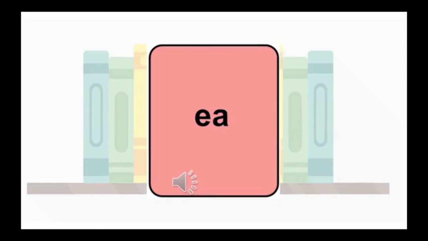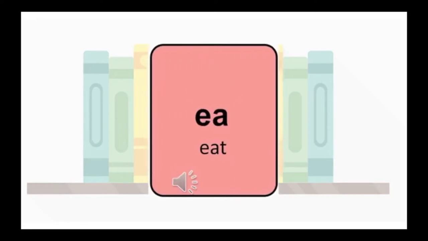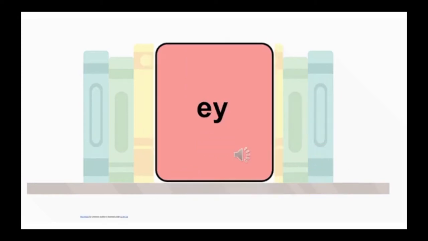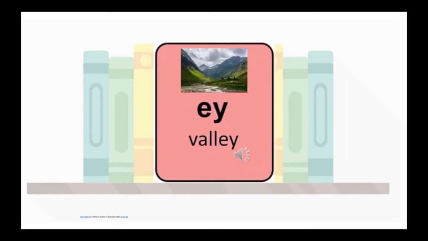Next, we will look at EA. EA, eat, E. In a word like eat, we can circle the EA and again, mark that as a double vowel. I want you to notice that just like in the last one, we again have a long E sound, E. Finally, let's take a look at EY. EY, valley, E. In a word like valley, the EY serves as a double vowel, so I can circle that EY, and again, we're looking at a combination that makes the long E sound.